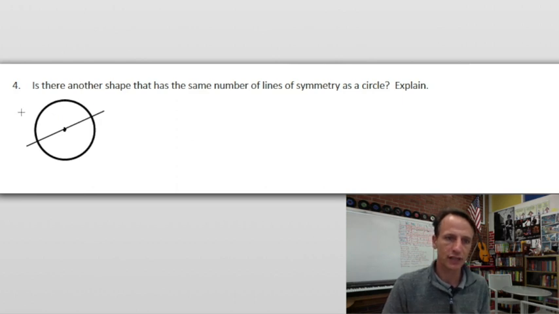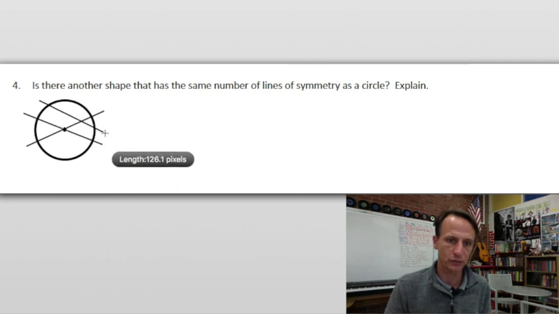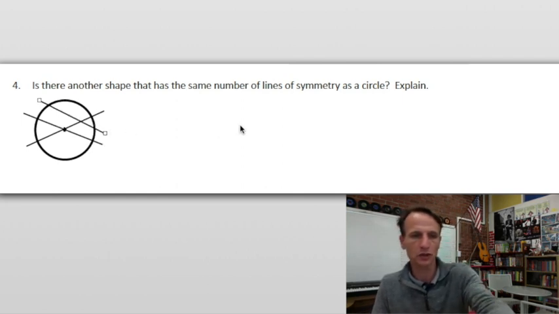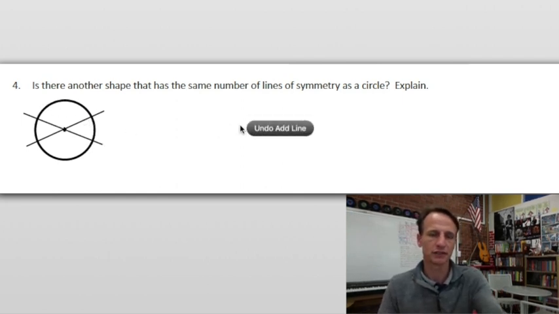I could draw a line anywhere through the circle as long as it passes through that center point, and that's a line of symmetry. Now if I do something that does not pass through that center, that's called a chord, but it is not a line of symmetry.